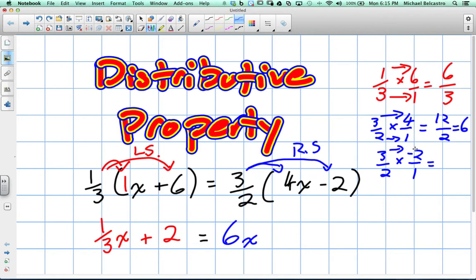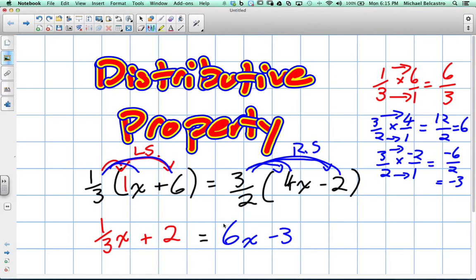3 times -2 is -6, and 2 times 1 is 2. And you can always use your calculator for this stuff. And negative 6 divided by 2 is going to give us actually negative 3. So when I multiplied this fraction by this whole number, we got negative 3. That's the distributive property part of this question.